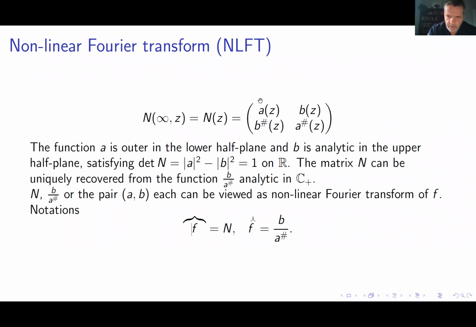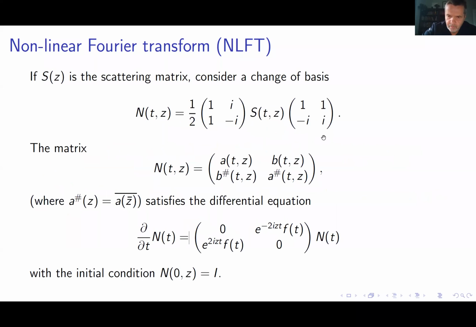So this matrix is called the nonlinear Fourier transform of F. F was the potential function in our original Dirac system, or the function from our second differential equation for N. And this is, by the way, the equation that you can find in many papers about the nonlinear Fourier transform.